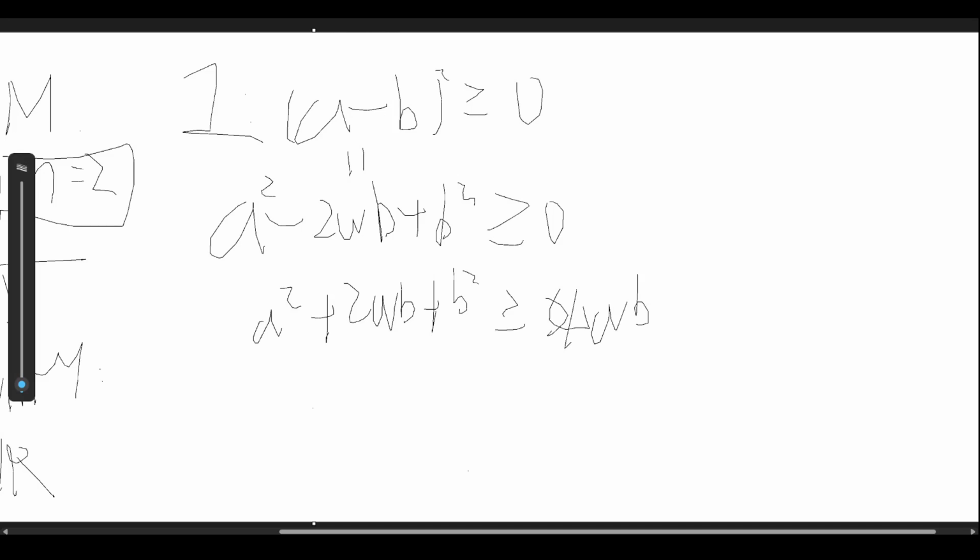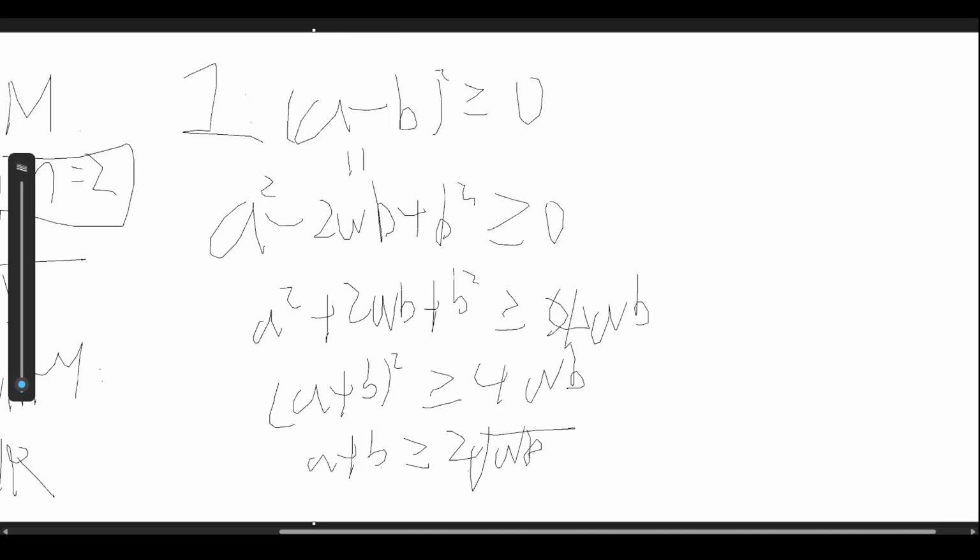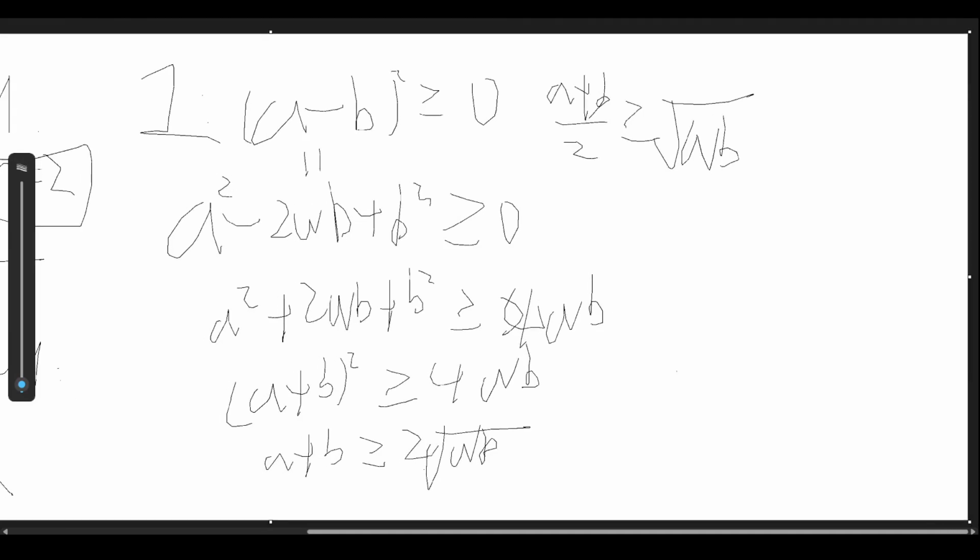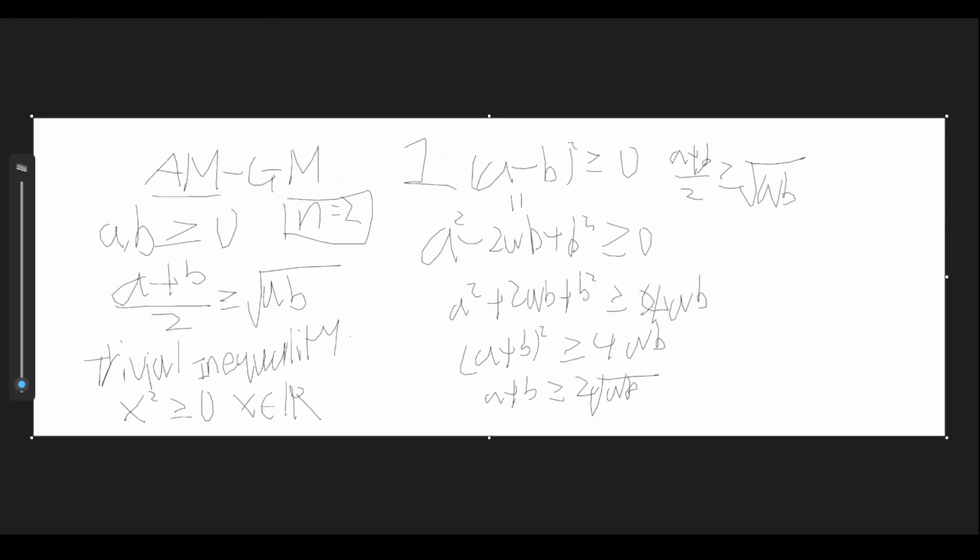And then we can group this into (a plus b) squared, meaning that it has to be greater than or equal to 4ab. Then we have that a plus b is greater than or equal to 2 times the square root of ab, and then we can divide both sides by 2, and we get the desired result. Okay, so this is one way of proving it. Let me clean the screen and then we'll proceed on to the next one.